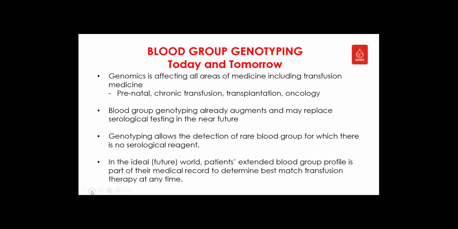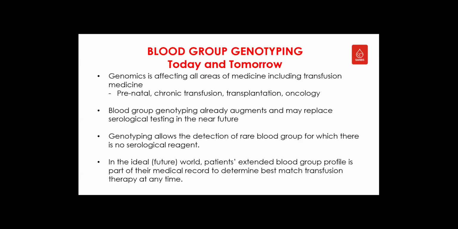Okay. So even as I speak now, for definite in high income countries, but even in South Africa, and some of these tests are being done at Sanders, we can offer genomics in transfusion medicine, specifically in the prenatal area, in the field of chronic transfusion, transplantation, and oncology. And already today, blood group genotyping in South Africa augments and may even one day replace serological testing in the environment we are working in now.